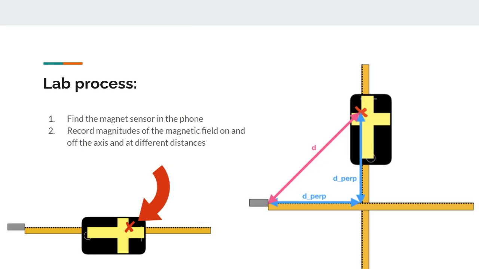Lab process. In this lab, we needed to start by finding the magnetic sensor in the phone. So what we did was we oriented the phone to magnetic north, and we moved the magnet along perpendicular to the phone to try to find where the magnet was. Once we found where it was, we put a piece of tape down so that we had the X to find the most precise spot of the magnet in the phone. And then we recorded it on and off axis at different distances. So on the right picture, d perp, the distance from there.